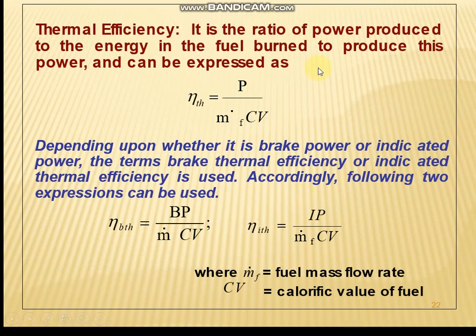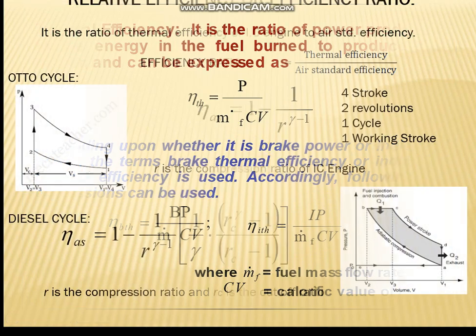Now the thermal efficiency. The thermal efficiency is the ratio of power produced to the energy in the fuel burned to produce this power. Depending upon whether it is indicated thermal efficiency or brake thermal efficiency, we can define it. The brake thermal efficiency is equal to BP upon m dot f into CV. If it is indicated thermal efficiency, it is IP upon m dot f into CV. This is the thermal efficiency for IP and for BP.